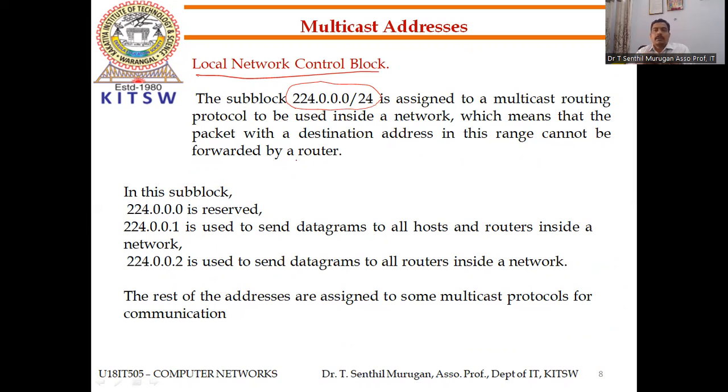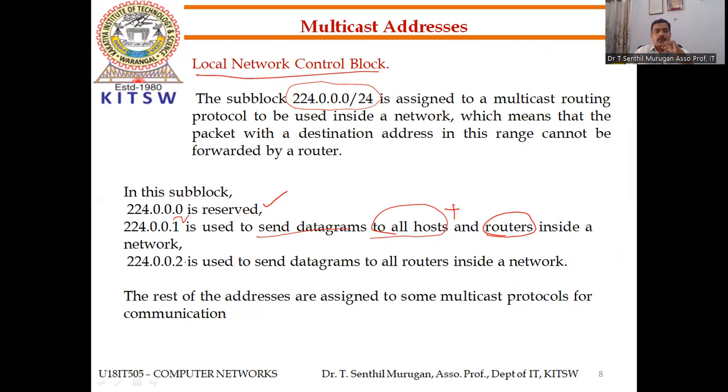What is the meaning of that? It means a packet with a destination address in this range cannot be forwarded by a router. So it is delivered directly to the local network. Out of this block, some initial IDs are there. ID 0 is reserved, and ID 1 sends the datagram to all the hosts as well as routers, both hosts plus routers.